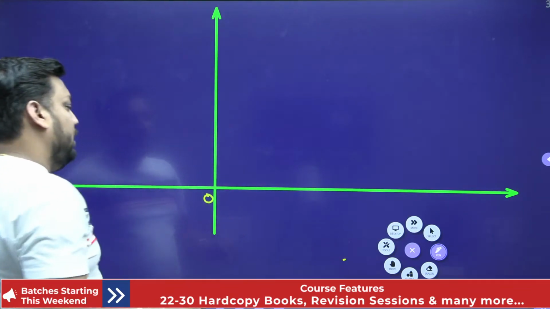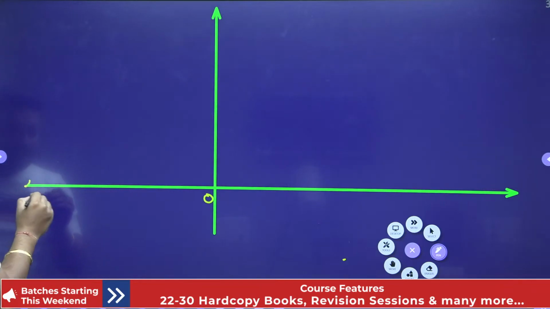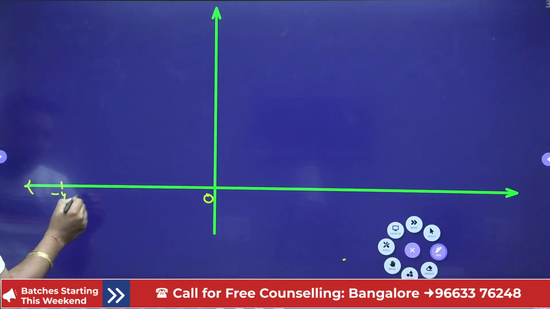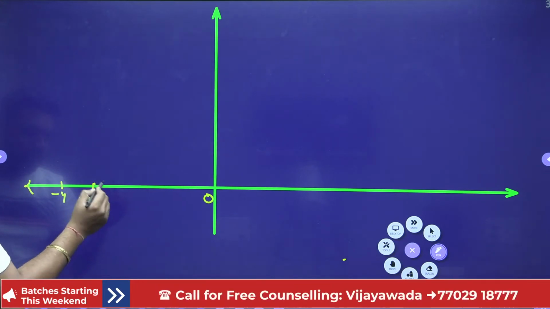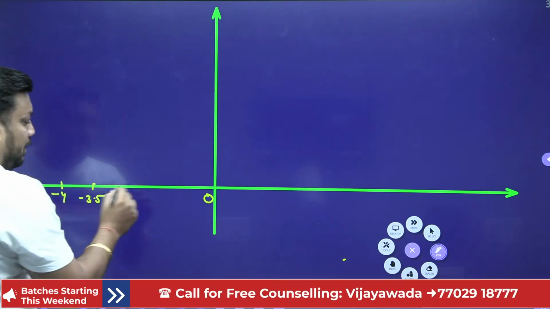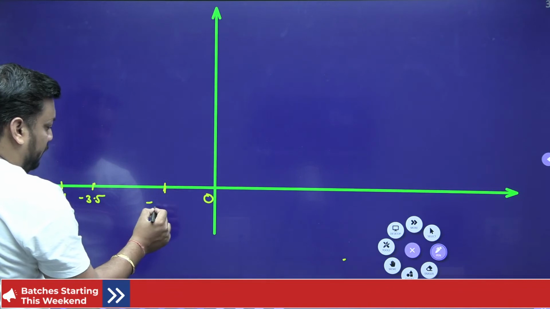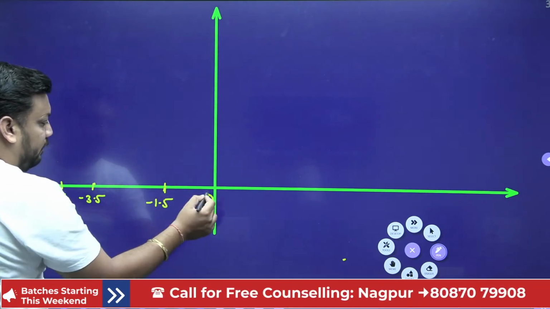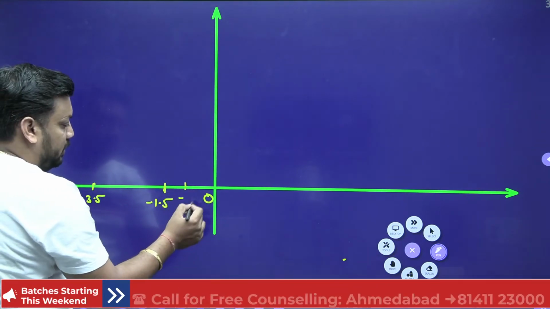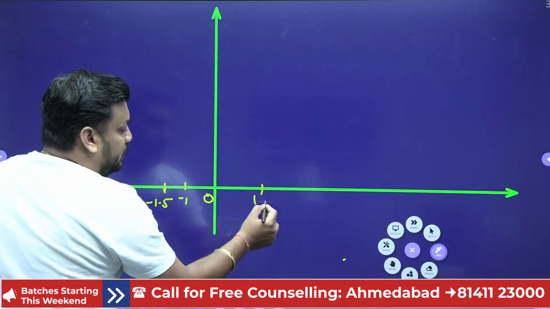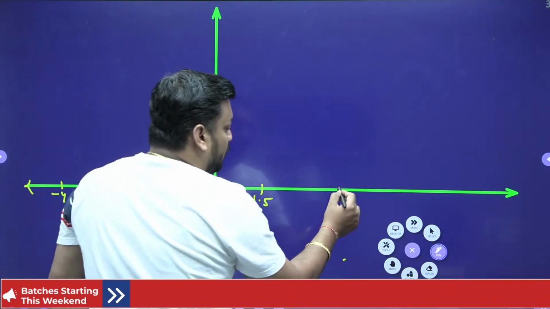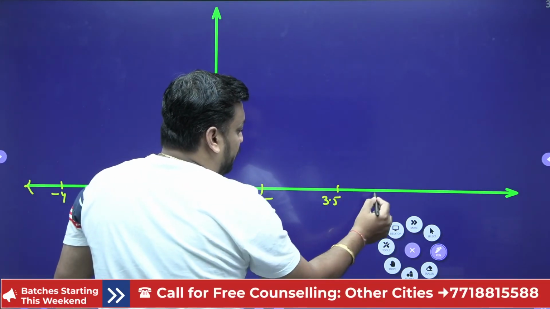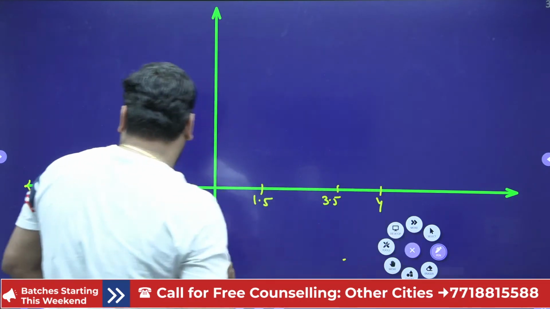Tell me, dear student, I am just asking about the location from -4 to -3.5, what is happening? -3.5 to -1.5, what is happening? And after that, here is -1, 0, like that. After that, plus 1.5 to 3.5, what is happening? And after that, plus 4. Yeah, this is the question.